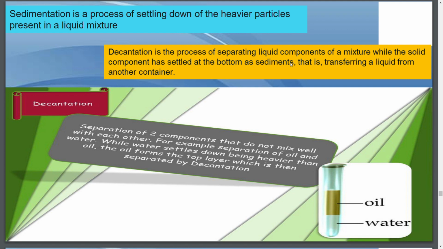Then after the sand or the pepper settles down, you pour the water into the other glass and leave the pepper down there. Don't put it again inside. As you can see, that separation is called decantation. Sedimentation means that the sand went below and settled down.